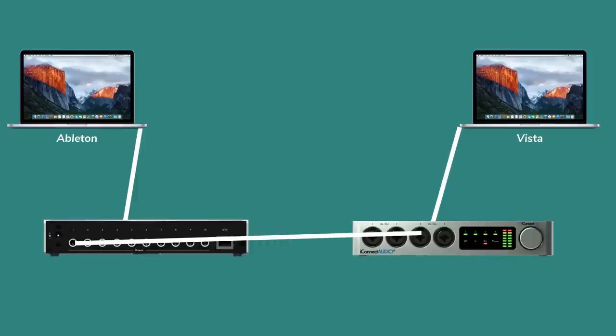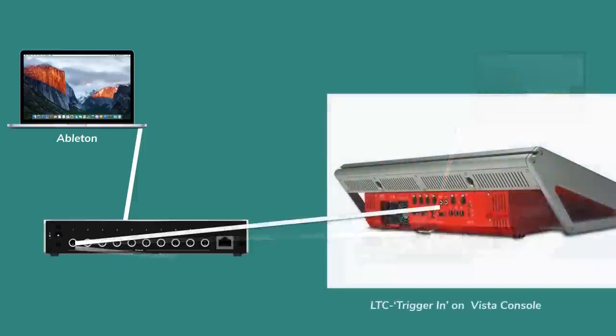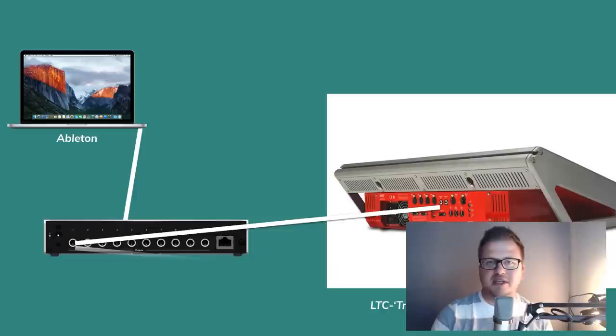Now, if we're looking at this from a hardware perspective, this is what we've got. Same thing, we're running LTC on a Vista console. This is the trigger in input, and you can see it's basically an audio input there, which is how we're making that happen. So that's how we do LTC. And again, don't be freaked out by this. It's just audio, right? It's a separate stem in our set, then it goes out a separate output. Now, let's get back to MIDI.